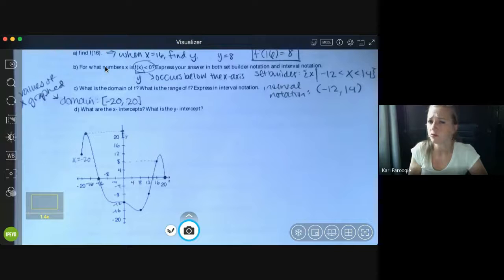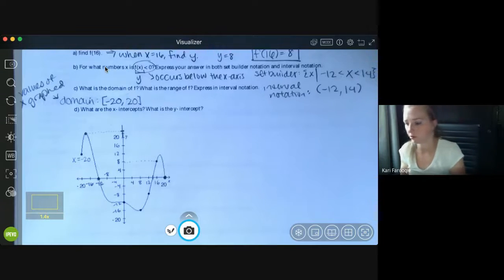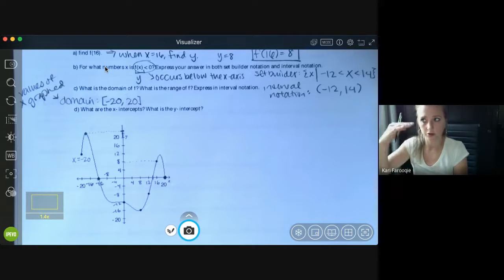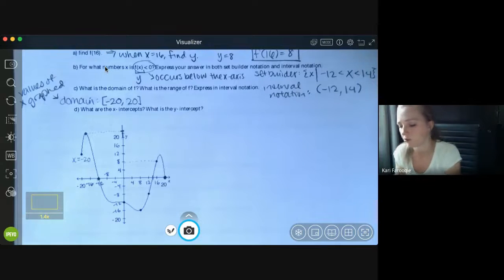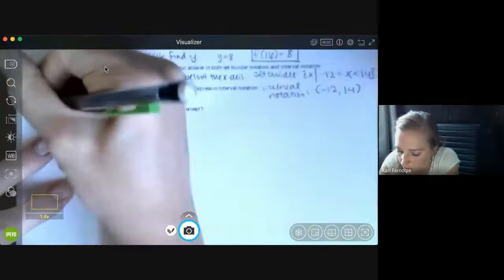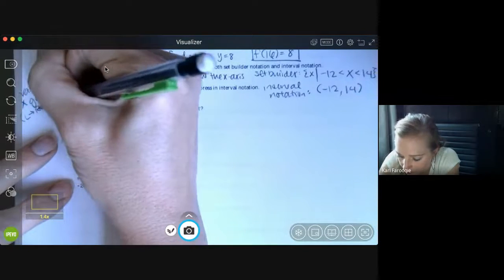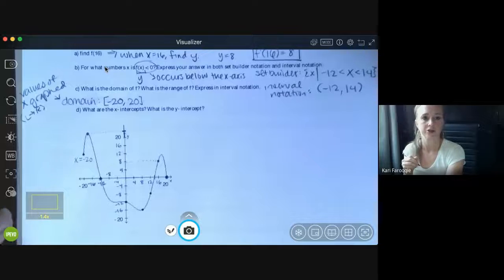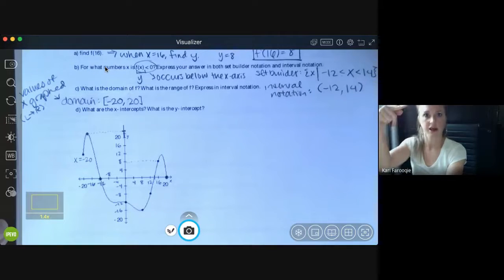Any questions on the domain? Okay. Thank you for the visual feedback for those of you who are giving such good visual feedback. All right, so let's talk then about the range. Same idea. This time, instead of looking from left to right, we're going to look from bottom to top. So we're going to find the smallest y value that's being graphed and the largest y value that's being graphed. So sometimes when we think domain, we think left to right. When we talk about the range, we're going to think bottom to top.